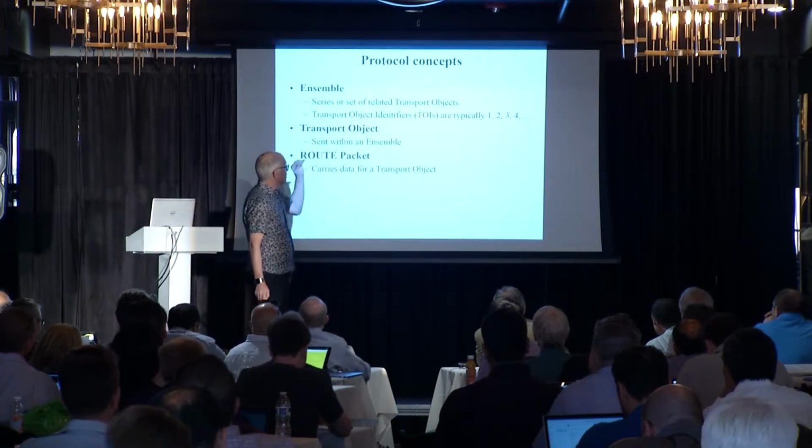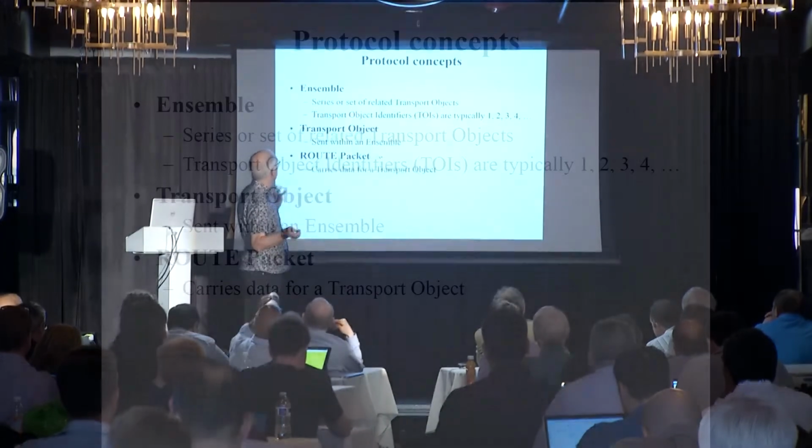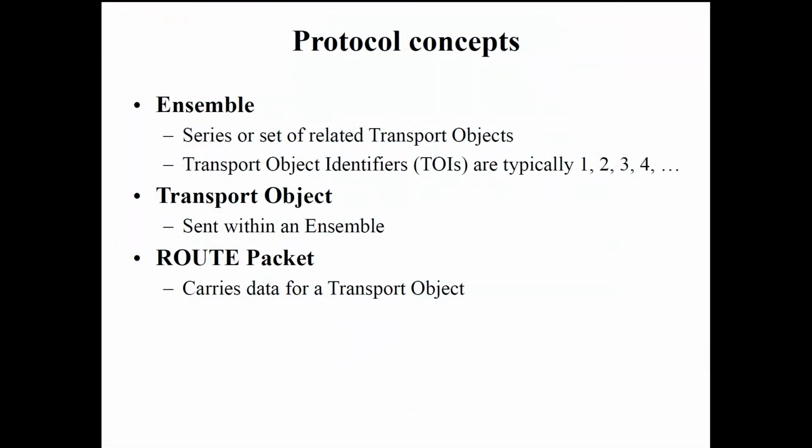So some of the protocol concepts used in ROUTE: there's something called an ensemble. You can think of this as something like a representation in a DASH setting. It's a series or set of related transport objects, so it's a little more general than just a representation, but that's really basically the idea. And associated with those transport objects, there are typically transport object identifiers that are in a nice sequence, 1, 2, 3, 4. So the first one you send is going to have TOI 1, the second TOI 2, the third TOI 3. And that's a good thing to do, because it makes the rule-based templating that you would get from DASH applicable in this kind of setting.